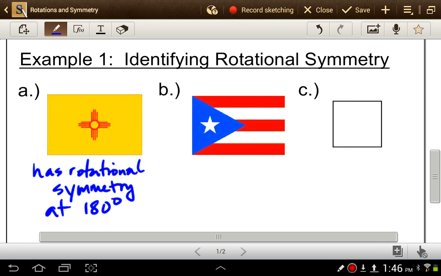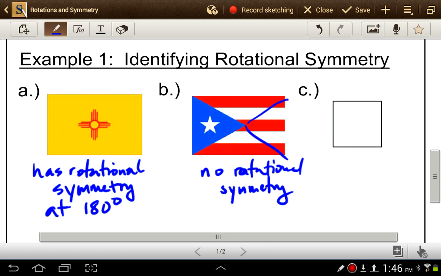In example B, it's a rectangle, so any rotation of less than 180 is not going to be good. When I do 180, it's not going to be the same because the blue part is going to end up over here, so it won't look the same. So this has no rotational symmetry.